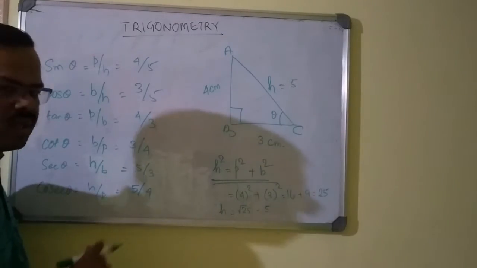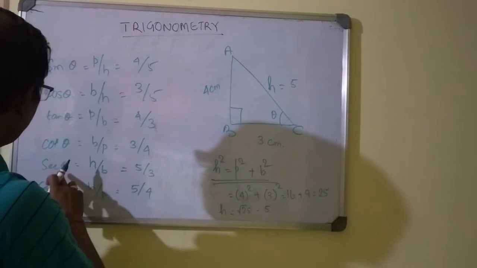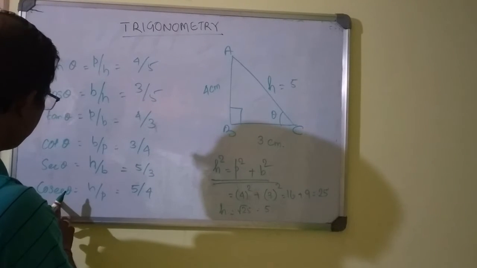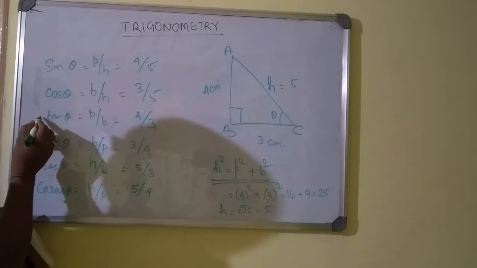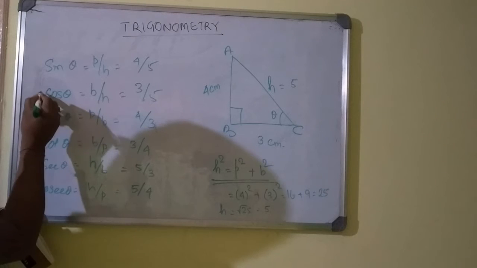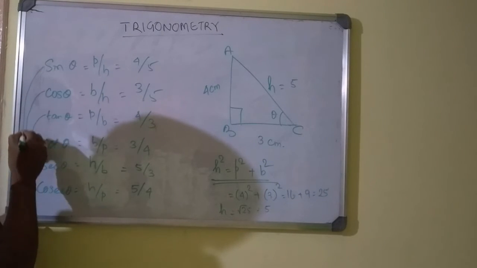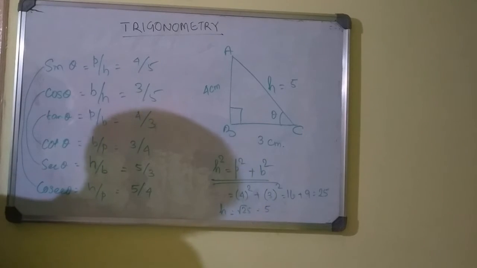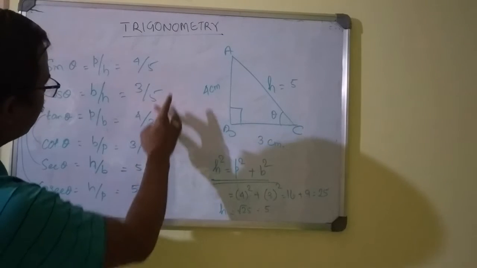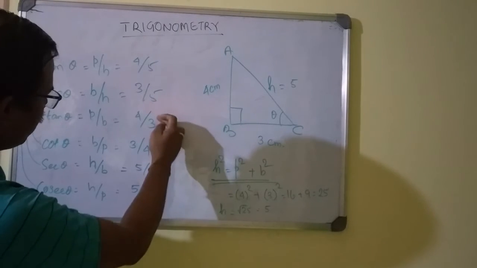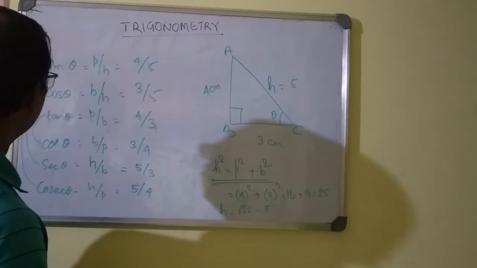And I have told you, once you figure out sin theta, cos theta and tan theta, you will easily be able to figure out cot theta, sec theta, cosec theta, as they are nothing but the reciprocals. Cot theta is the reciprocal of tan theta, sec theta is the reciprocal of cos theta, and sin theta is the reciprocal of cosec theta. So it's easy: you can see 4 by 5, this is 5 by 4, 3 by 5, this is 5 by 3, 4 by 3, this is 3 by 4. So you can easily figure it out, right?